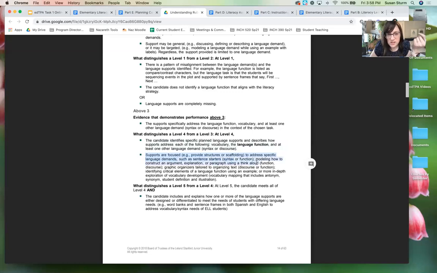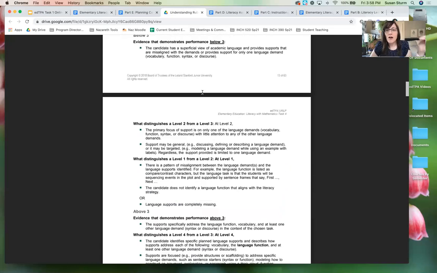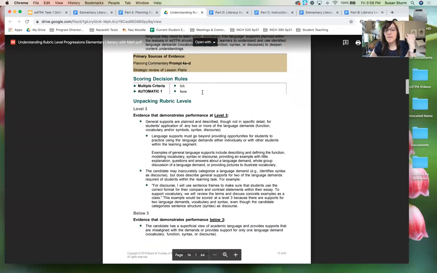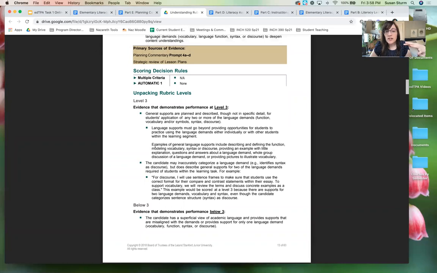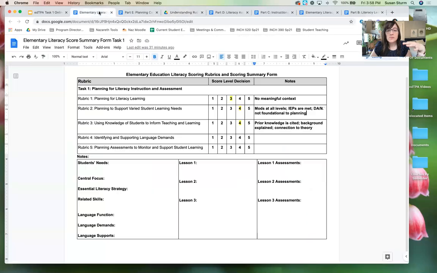demands. We do see sentence starters, modeling for the students, graphic organizers tailored to organize the text. I don't see a super high level of support. I feel like the supports are general, falling here in this category of a 3. So if it was me, I would be scoring this for language demands at a level 3, which is a solid place to be on this.